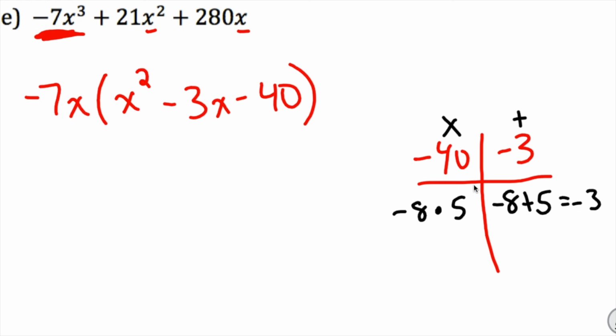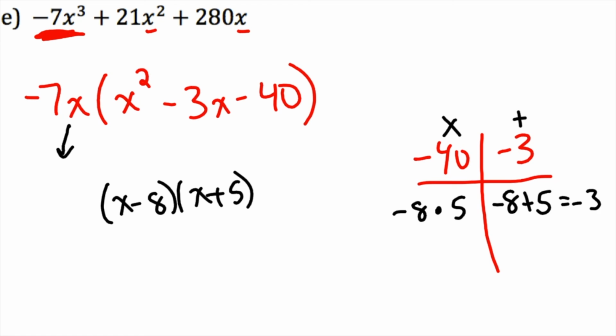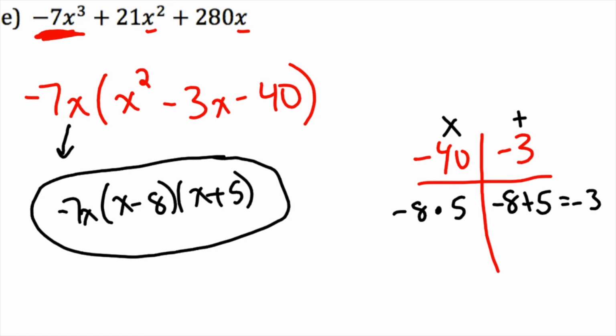Okay? So again, for my final answer, I have x minus 8, I have x plus 5, but I still have this term here that needs to be brought down out front, -7x. And there is your final answer for example E.